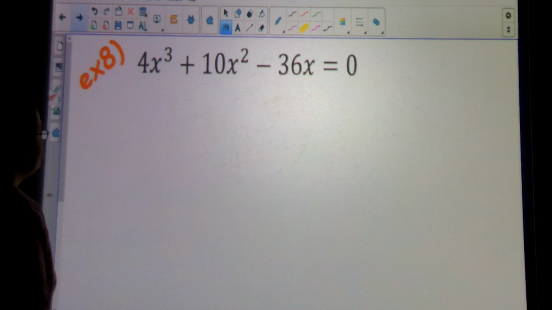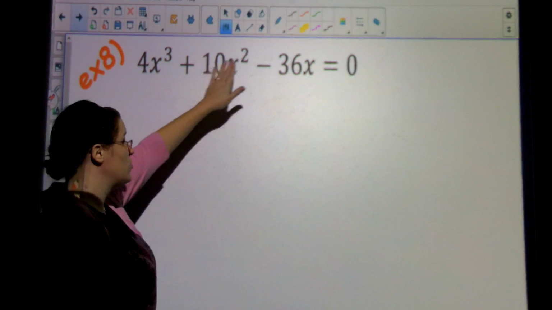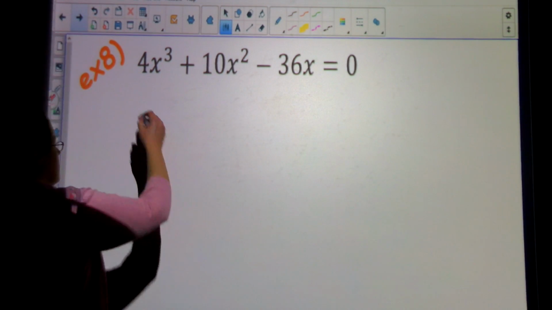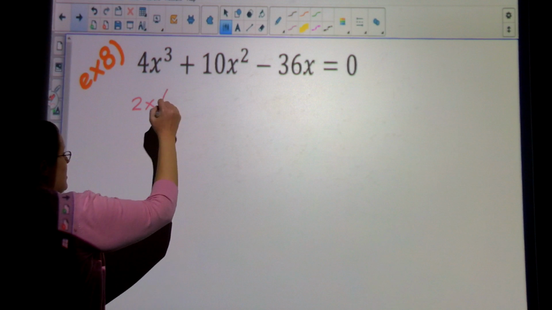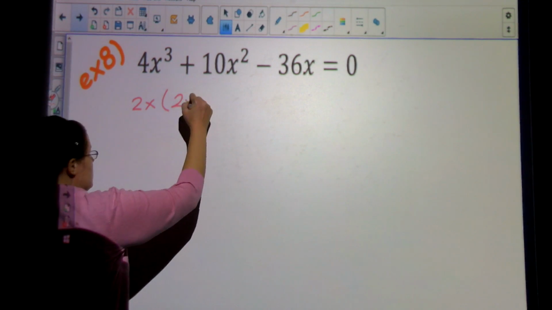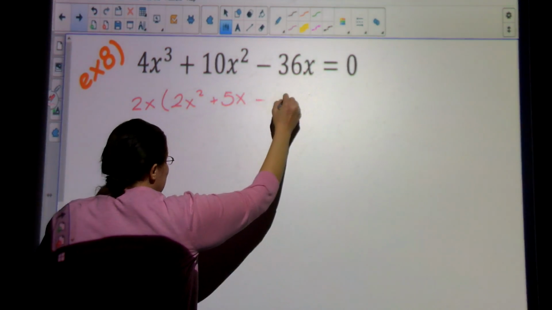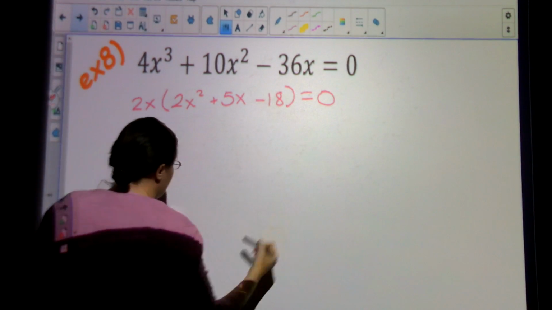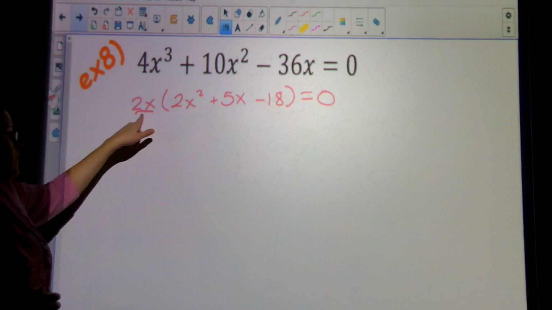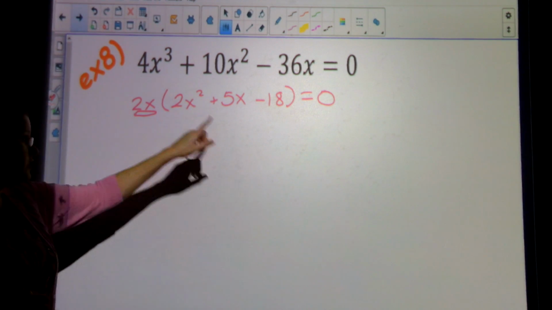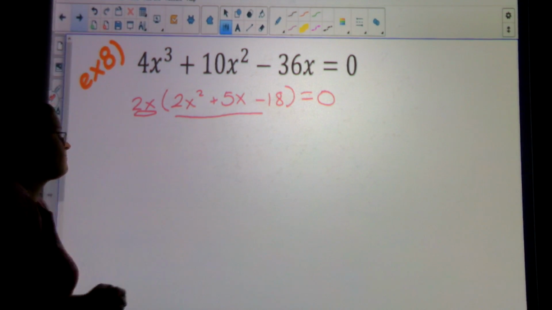Alright, let's keep going. So here's another one that's a cubic. So let's factor out a GCF. Not only can I take an x out, it looks like I can also take a 2. They're all even. So let's factor out a 2x. Try to make it as small as possible. So I'm left with 2x squared plus 5x minus 18. Now, we're not going to forget that. We're going to put it back in when we're done. Let's just focus on factoring this.